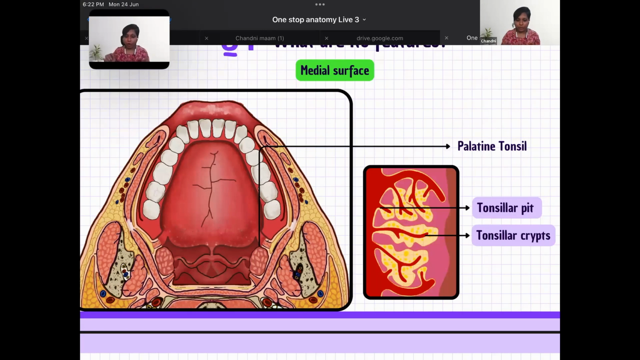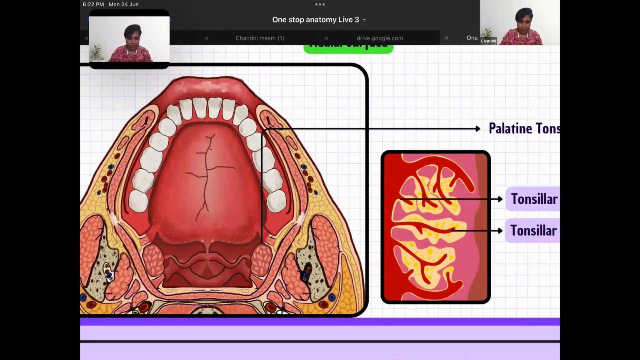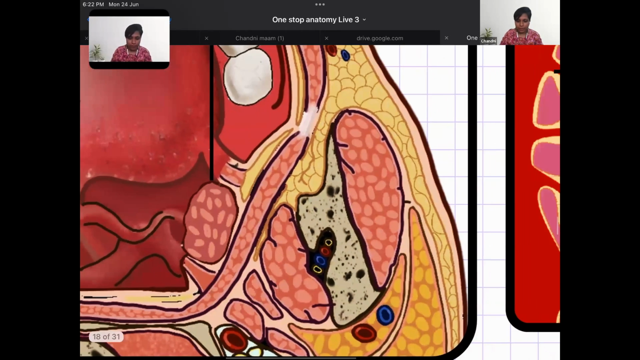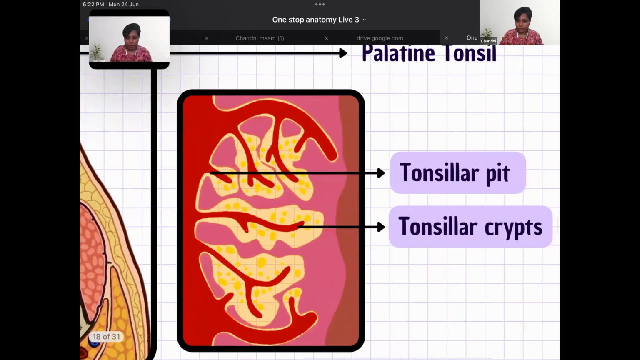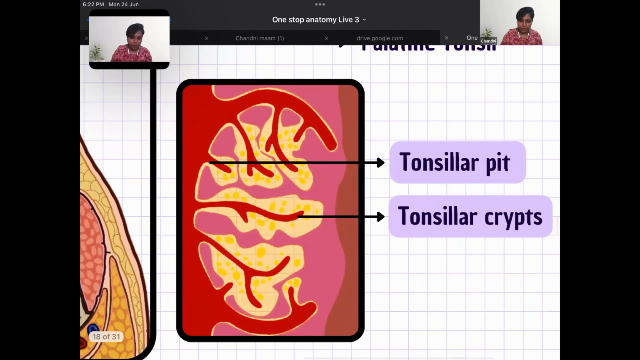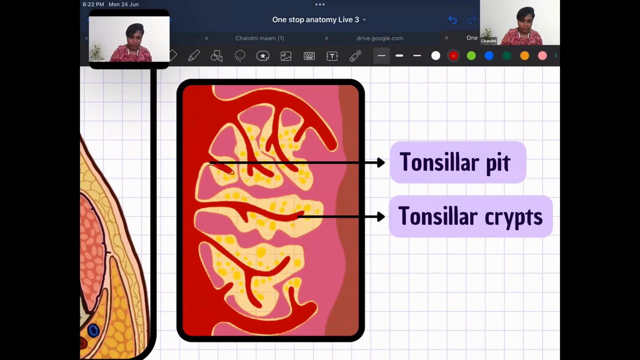Okay? But now there's also something interesting in the medial surface. It has tiny pits, small little pits. If you look at this, it's not very smooth, here. You see this? Check out the label, it's called a tonsillar pit. Here. Okay? This is a pit, it's just a little depression.